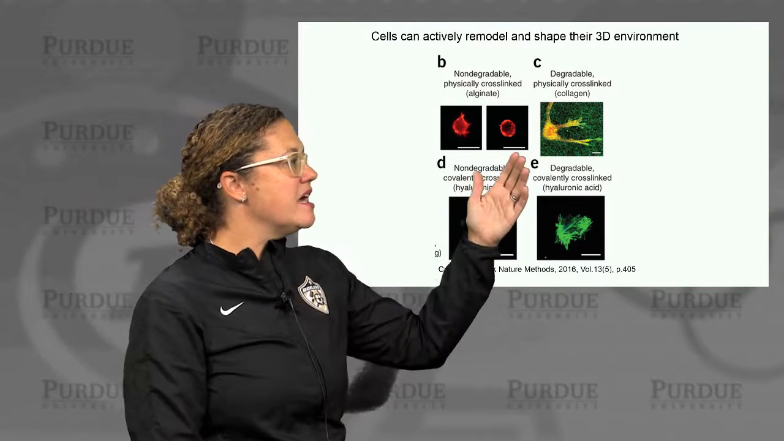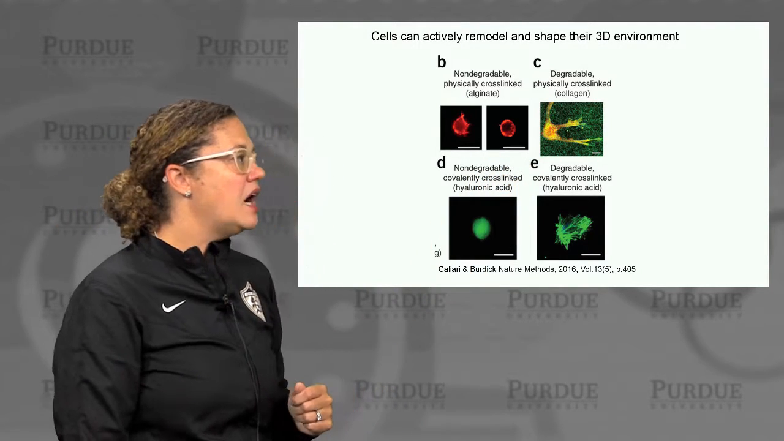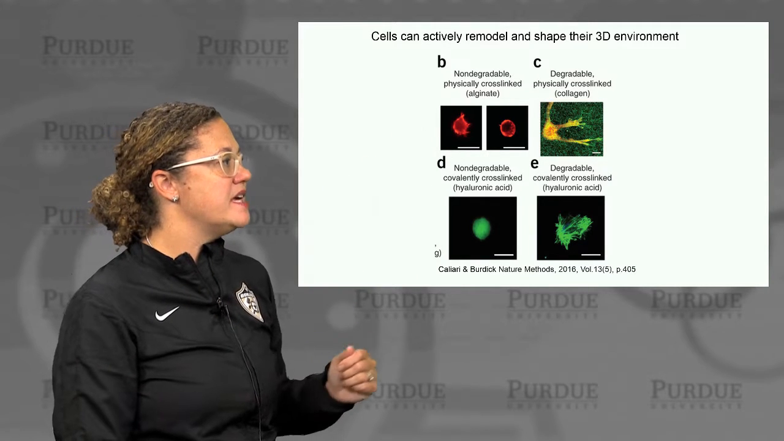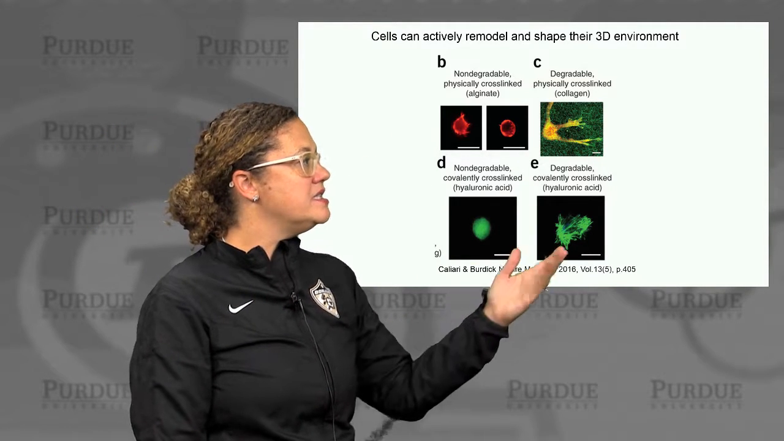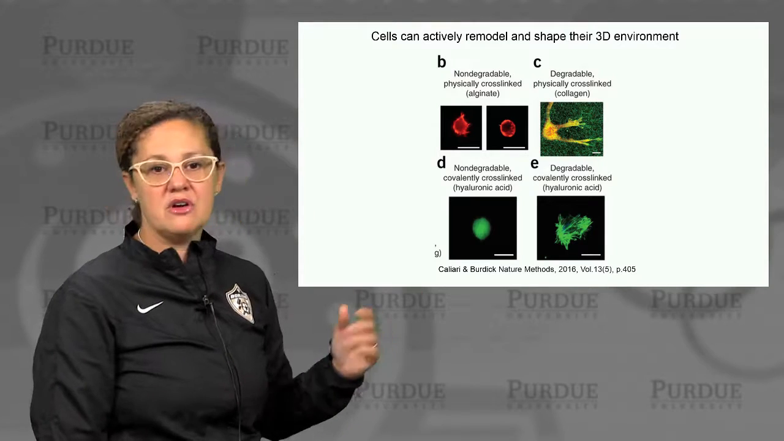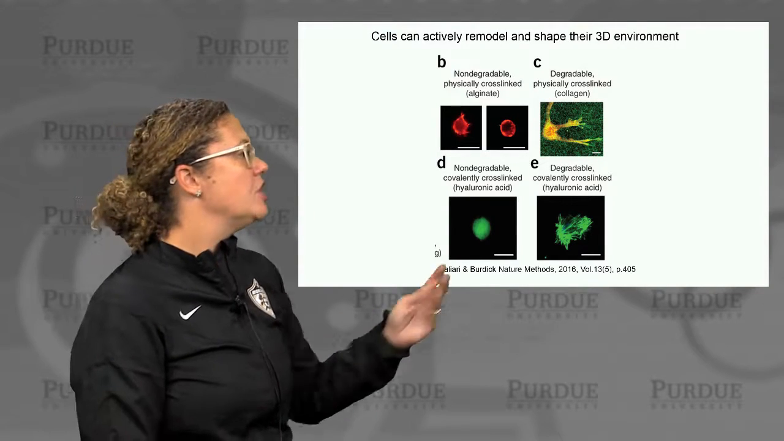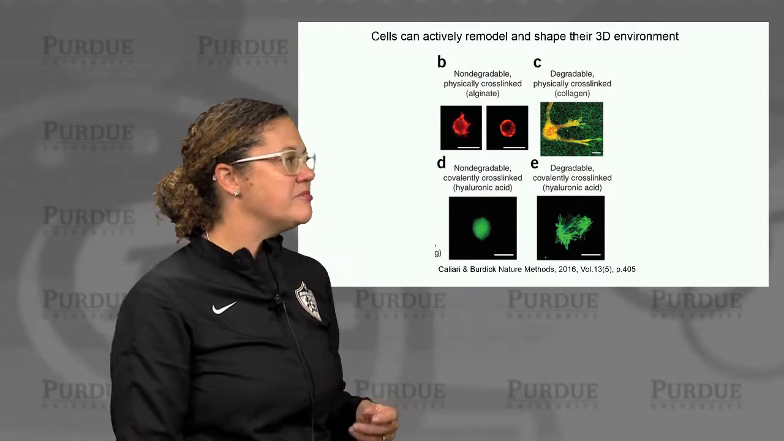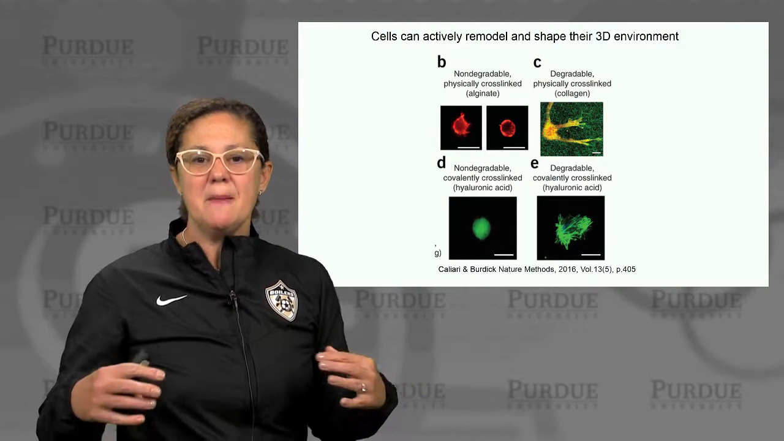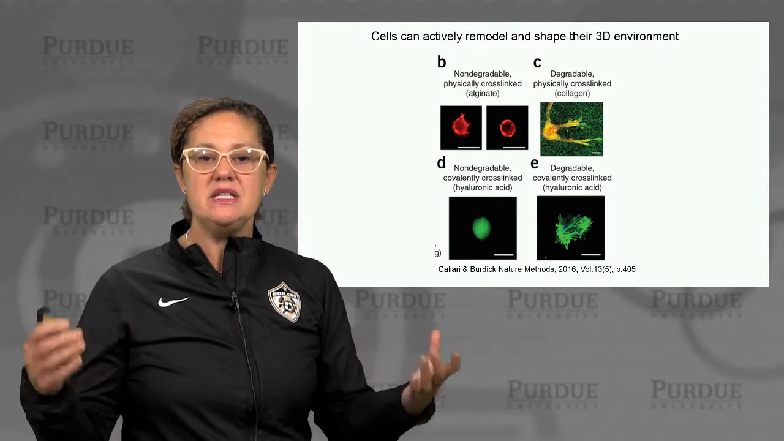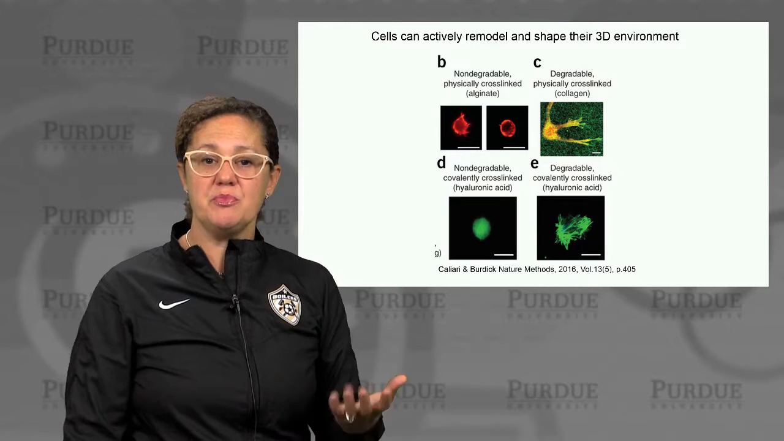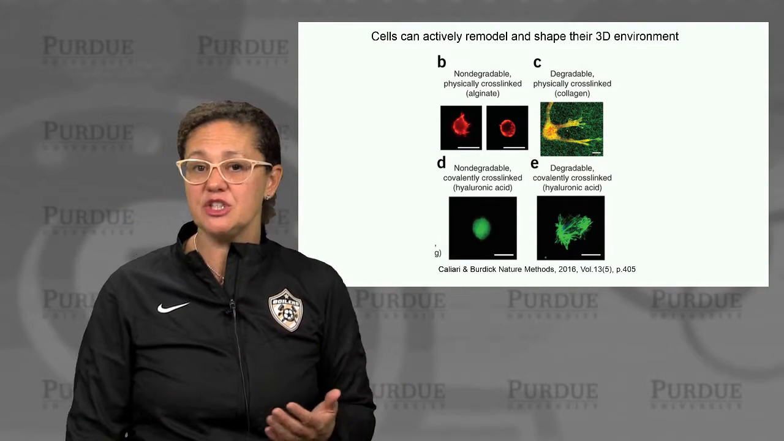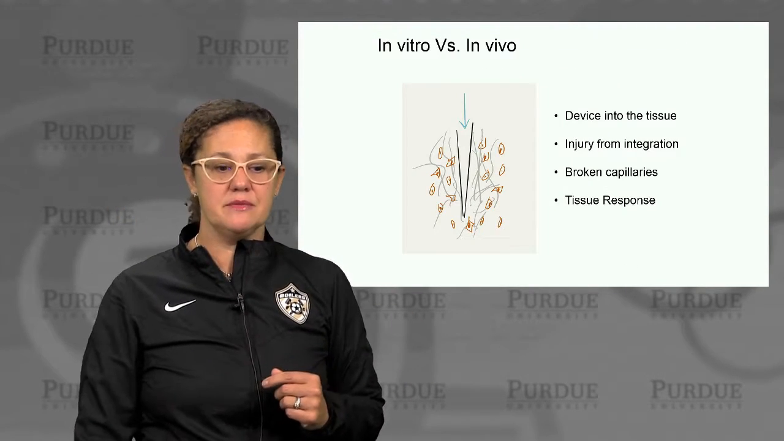When you put the same cells in a degradable material, either collagen or, in this case, a differently cross-linked hyaluronic acid, one that is degradable, you can see that the cells are now able to change their shape by degrading and manipulating the environment in which we put them. And that's something that cells naturally do in their native environments.